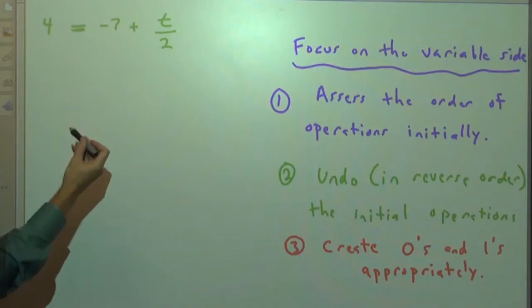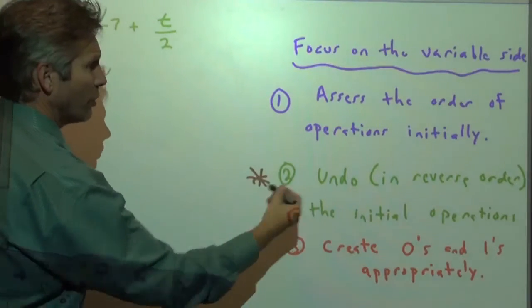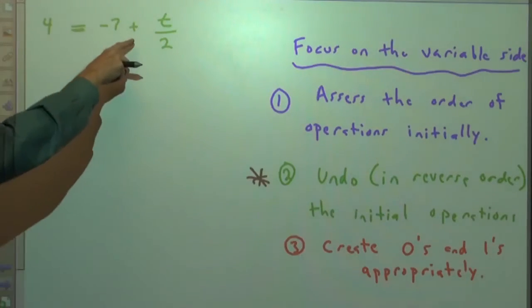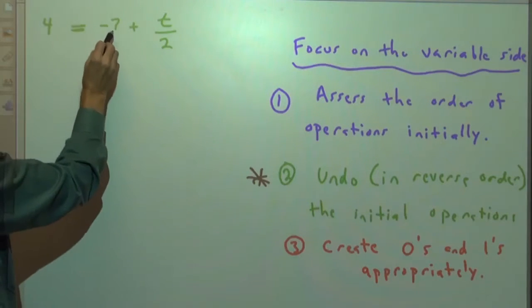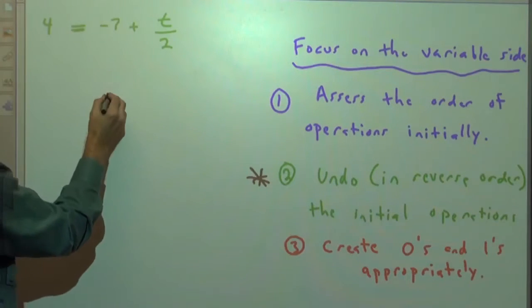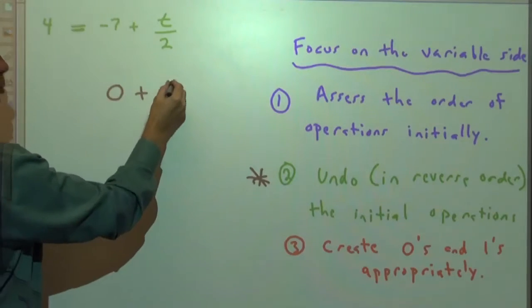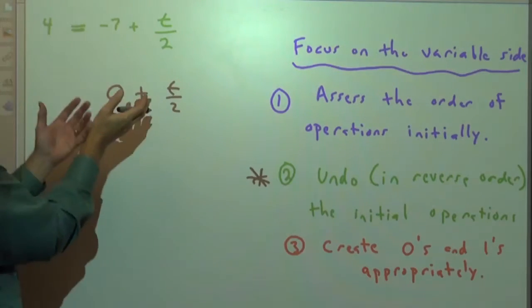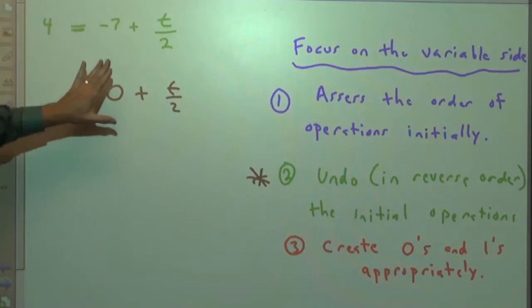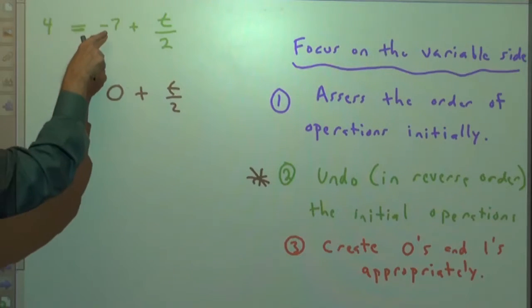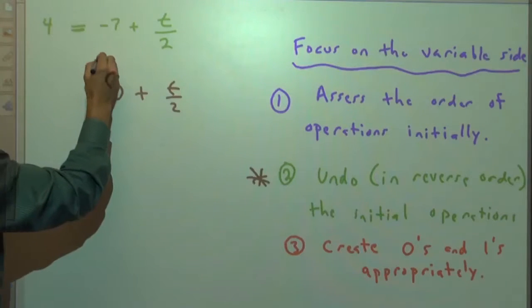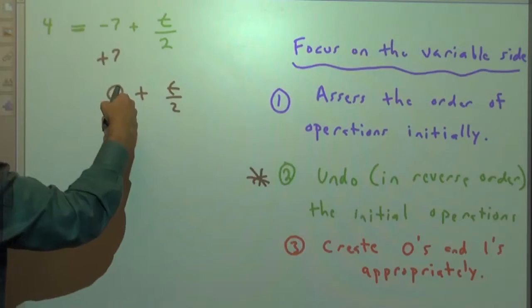So how are we going to solve this? We're going to undo the order of operations. We're going to take care of the addition first. Well, we need to get this number to 0, because when it comes to addition, if we can have 0 plus t divided by 2, then we've taken care of things. That went bye-bye, and all we're left with is t divided by 2. So what can we do with the negative 7 to create a 0? We can add 7 to create the 0.